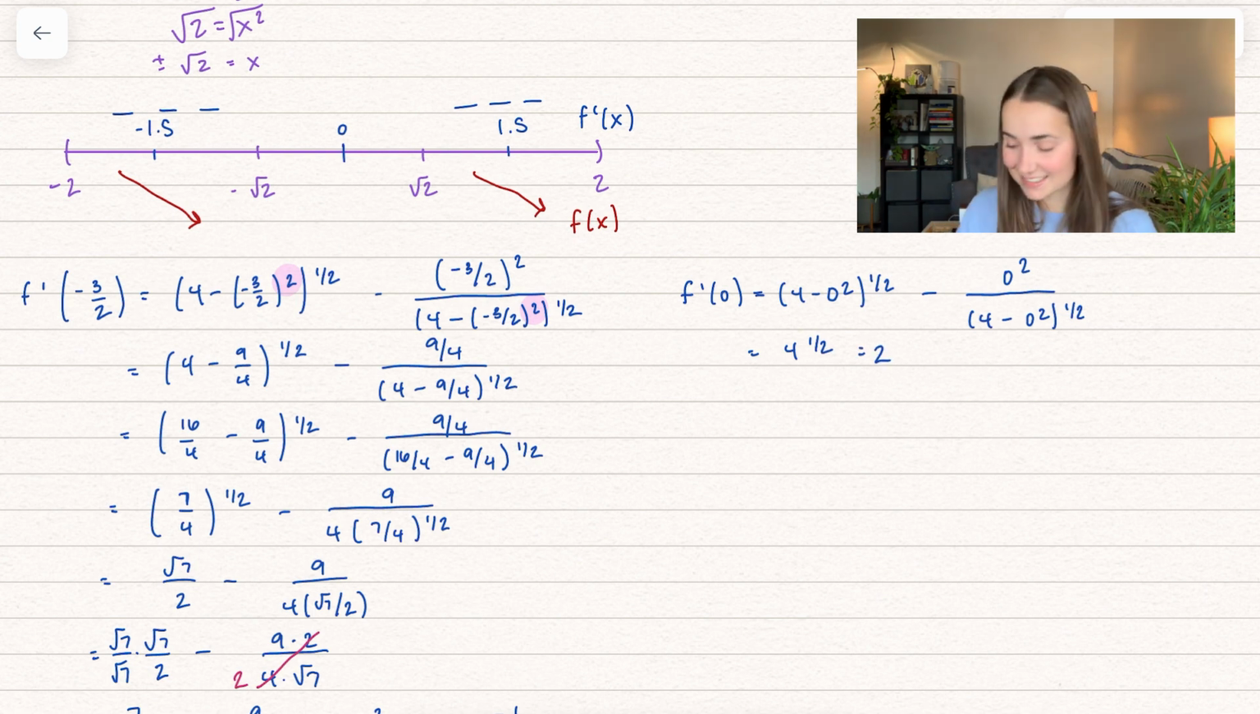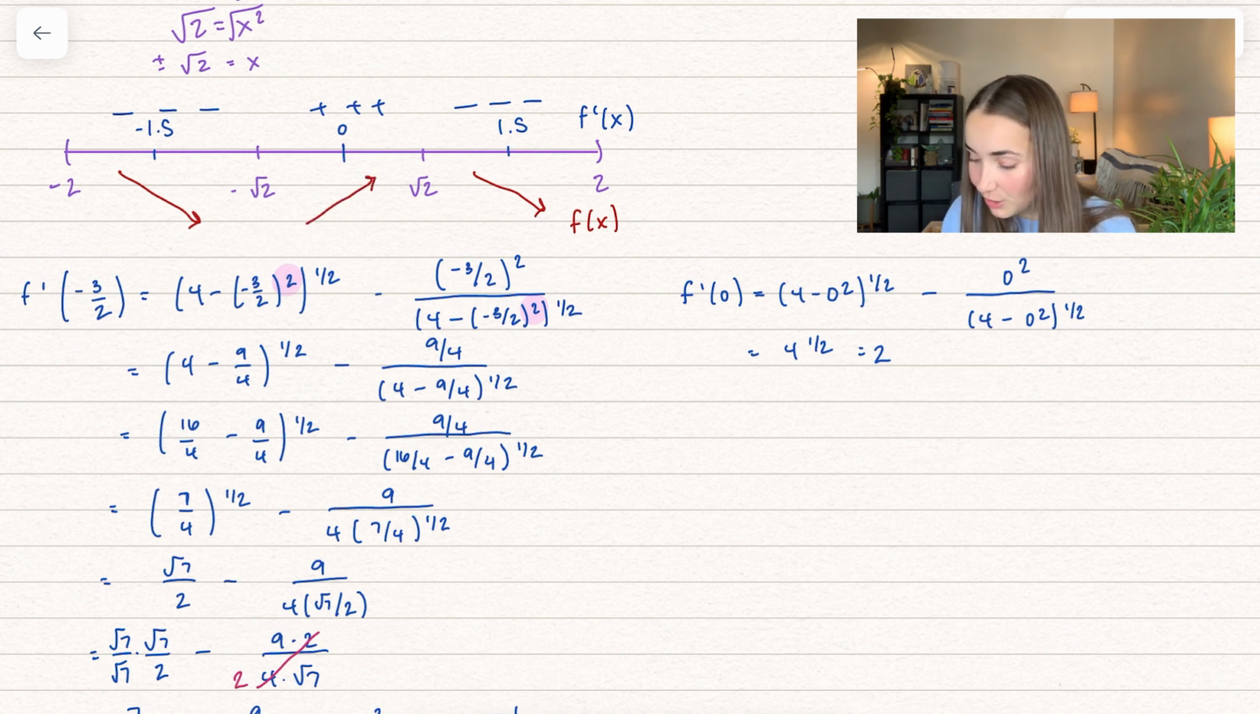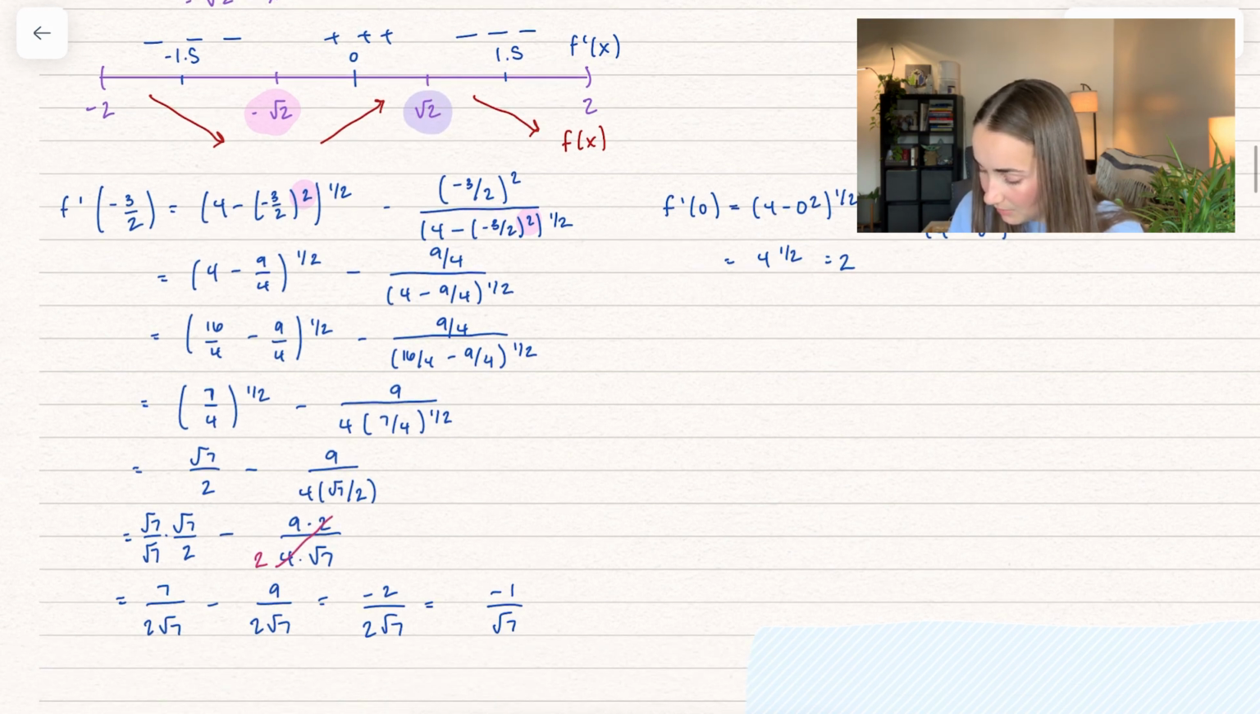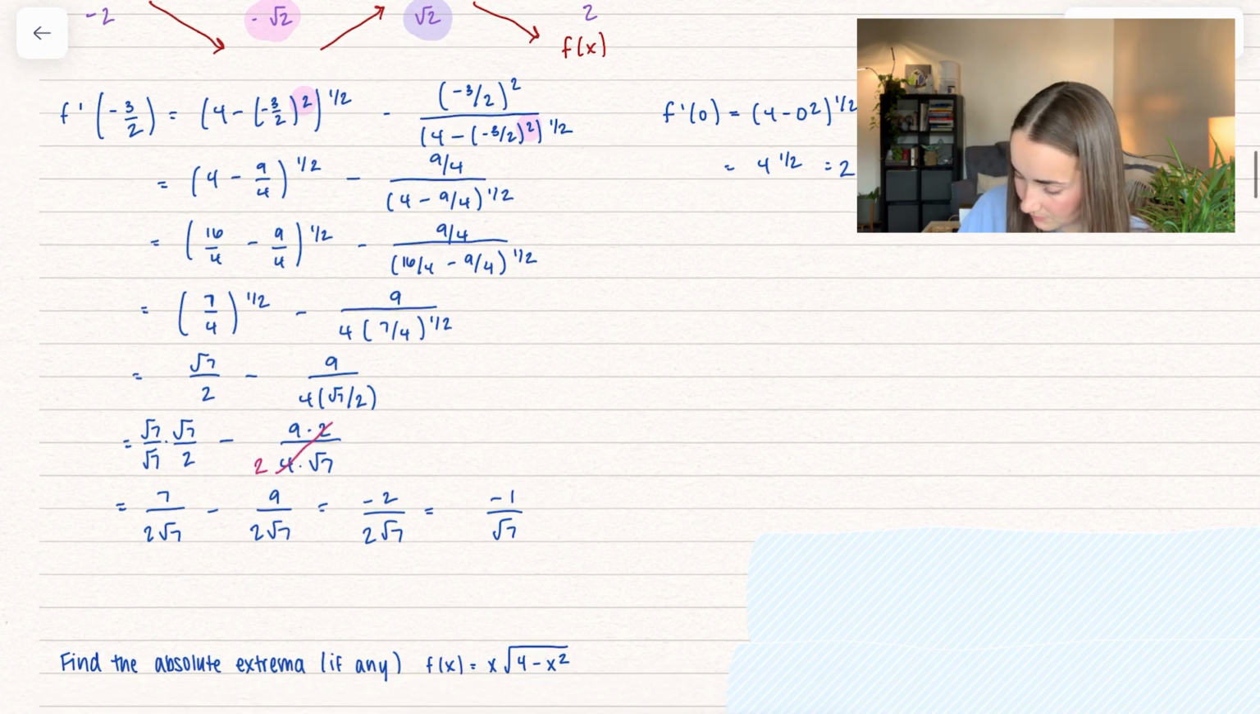Okay, I got a positive value, which tells me that my function is going to be increasing. So, looking at our intervals of increasing or decreasing, we want to take a look at where our local extrema is going to be. So it looks like I'm going to have a local minimum at -√2, and I'm going to have a local maximum at the square root of 2. So let me go ahead and write those out.